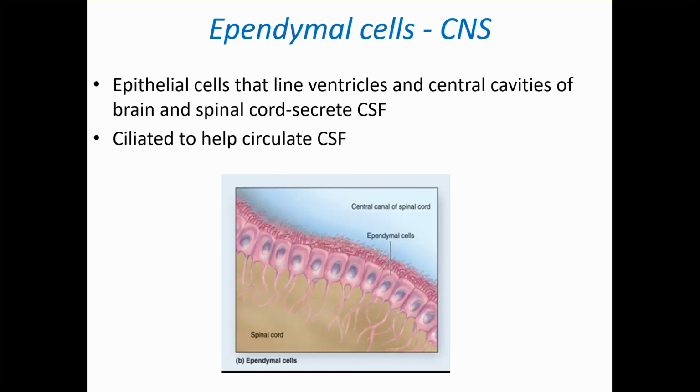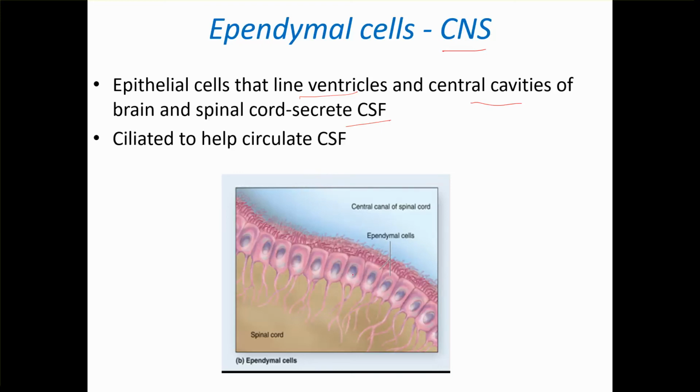Coming to ependymal cells, they are related to the CNS, and they line the ventricles and central cavities of the brain and the spinal cord, and they secrete CSF. They are ciliated to help circulate CSF. So these are ependymal cells.